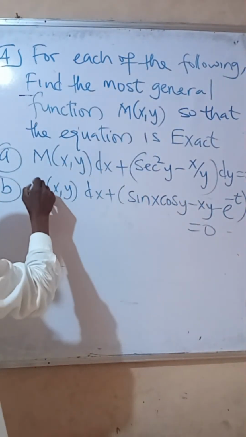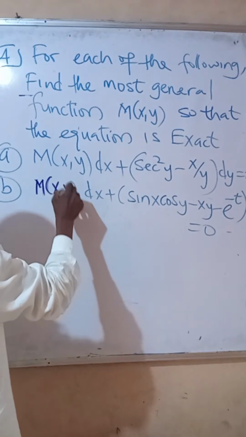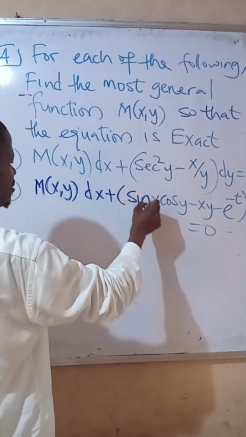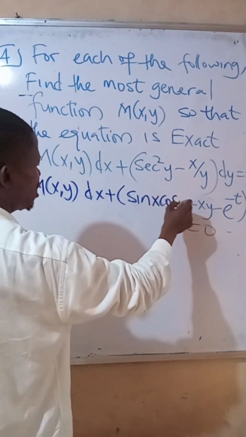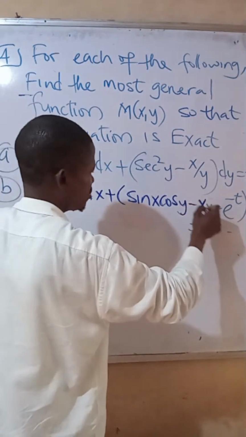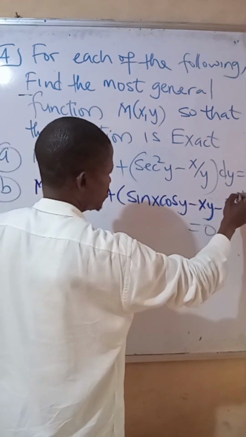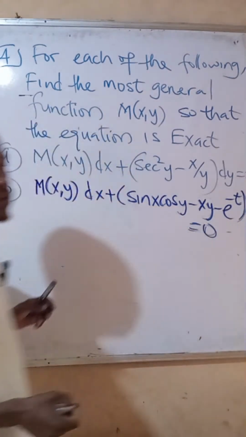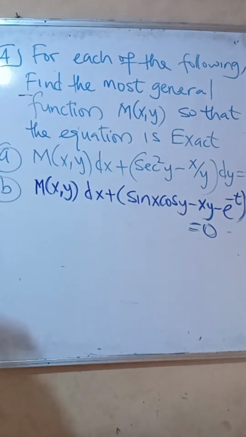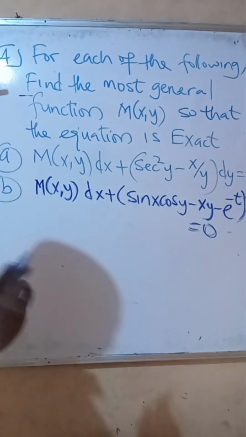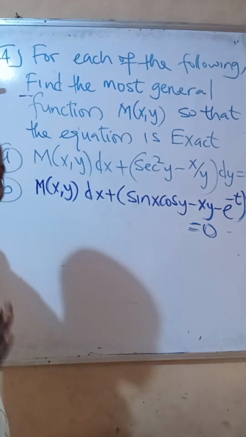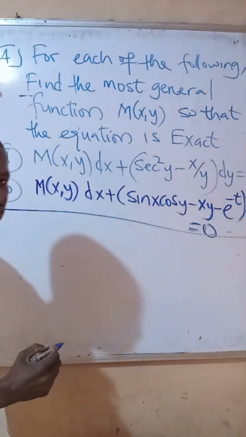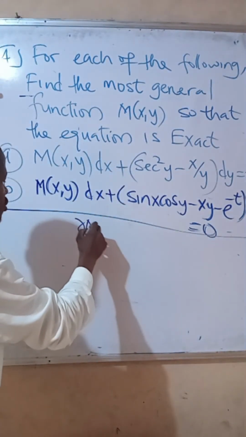This is M, the functions of two variables, sine x cos y minus x dy equal to 0. So put this one in the comment section. Let me know your answer for that. We've been told initially that the equation is exact. So we just need to state the condition for exactness. The condition for an exact equation is this.